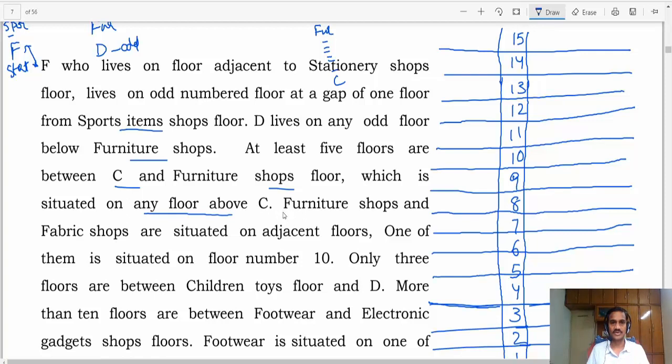Then furniture shop and fabric shop are situated adjacent, and one of them is on floor number 10.